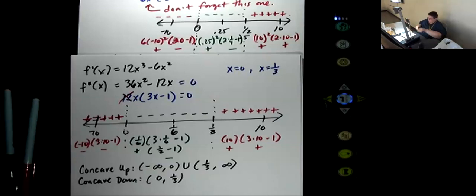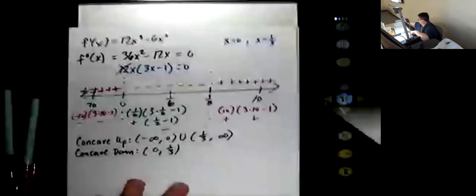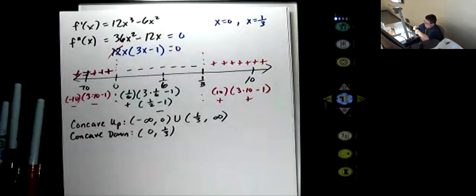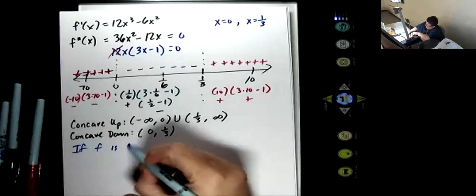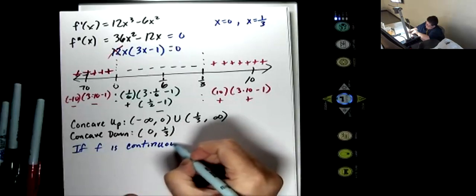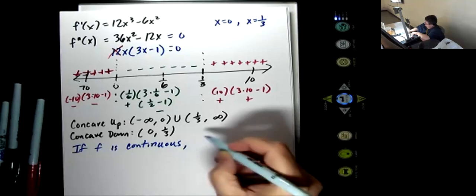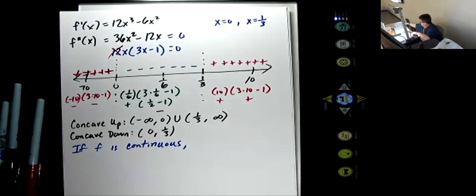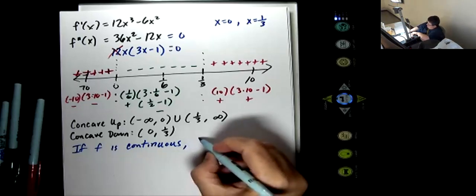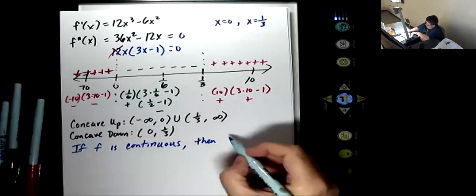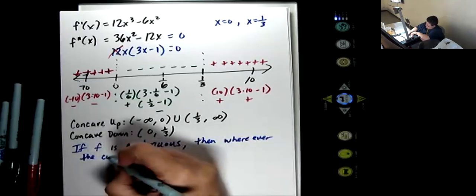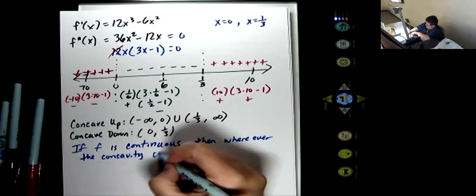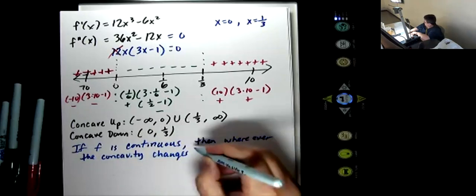So another little piece of information to go with this. If f is continuous, and polynomials are continuous, so this was a continuous function, then wherever the concavity changes, it's called an inflection point.